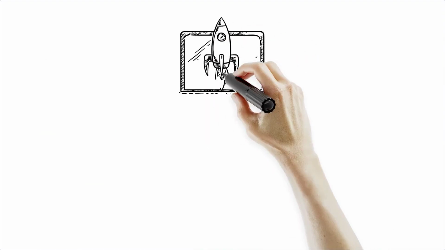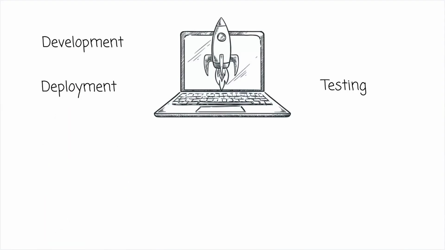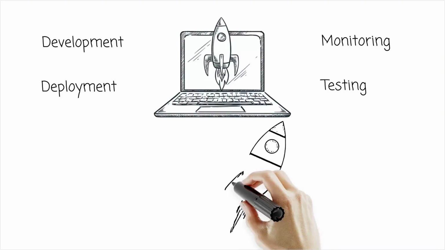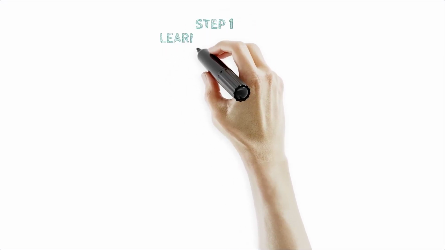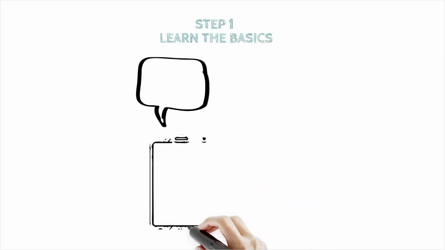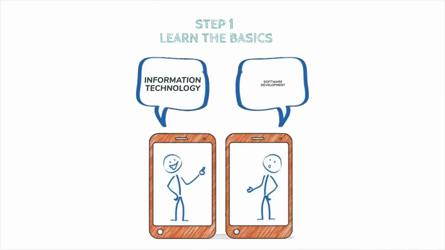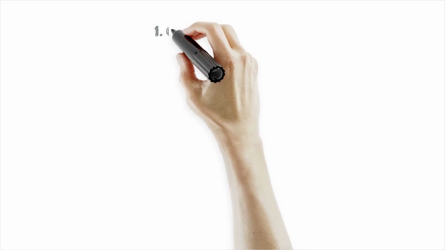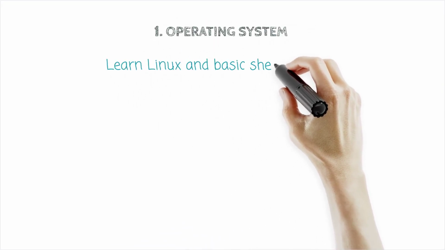In short, DevOps aims to streamline the development, testing, deployment, and monitoring of applications to create faster, more reliable, and efficient software delivery processes. Step 1. Learn the basics. Before jumping into DevOps, you need a strong foundation in IT and software development. Here's what you should focus on. 1. Operating systems. Learn Linux and basic shell scripting.